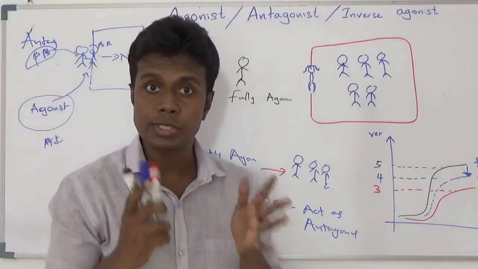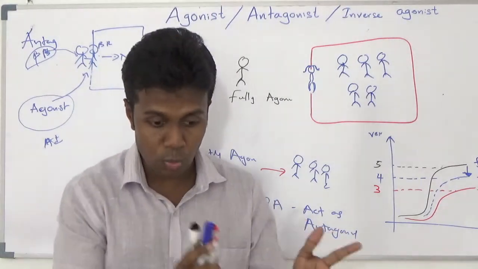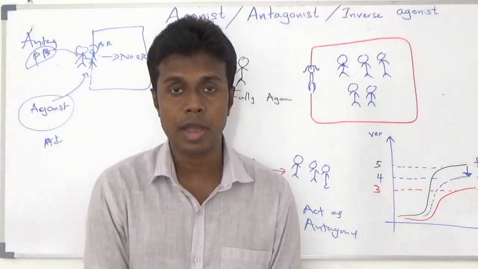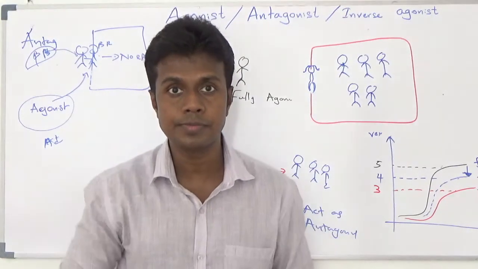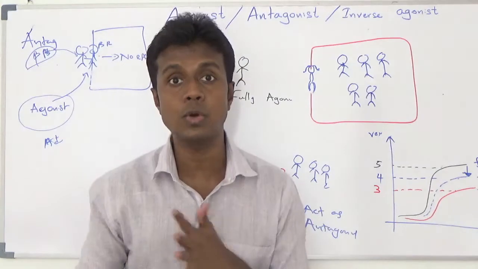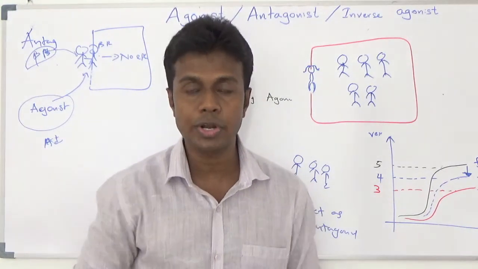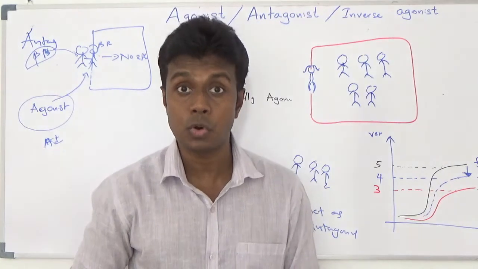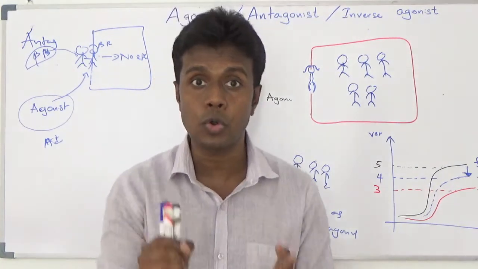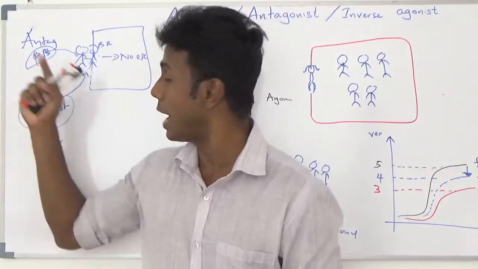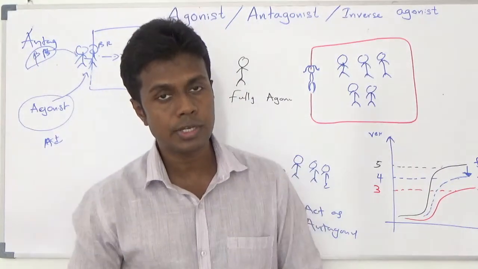What your antagonist does is, the antagonist goes and binds your receptors and the receptors are blocked. So your endogenous agonist can't go and bind there. Why? The receptor is already occupied. But no effect. Even though the receptor is occupied by blockers or antagonist, they are not going to produce effect.